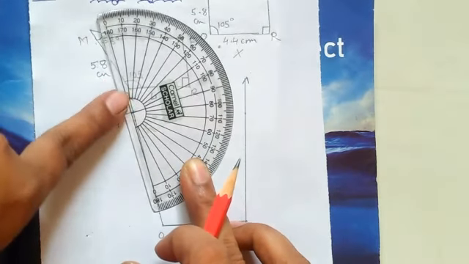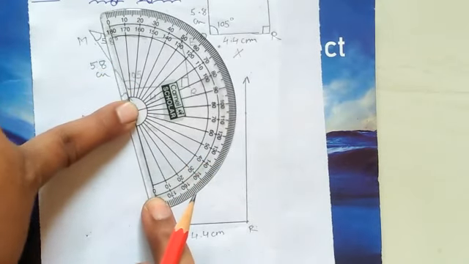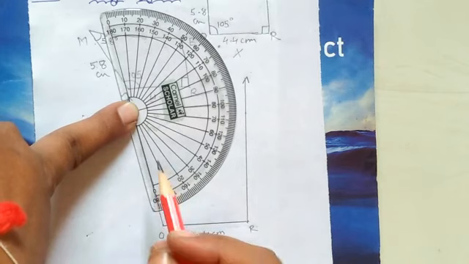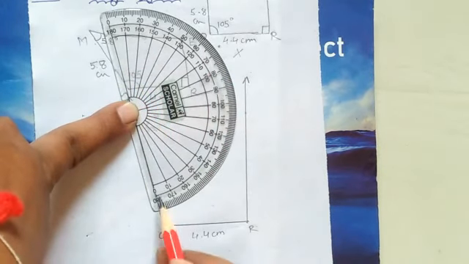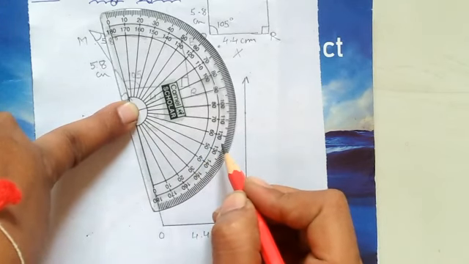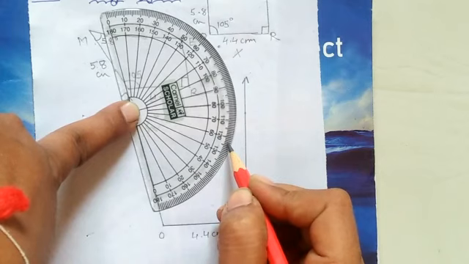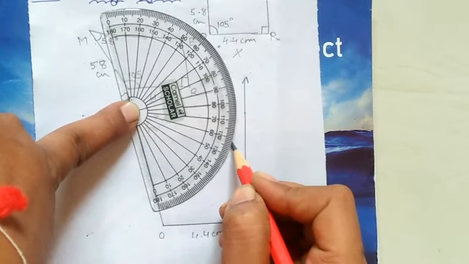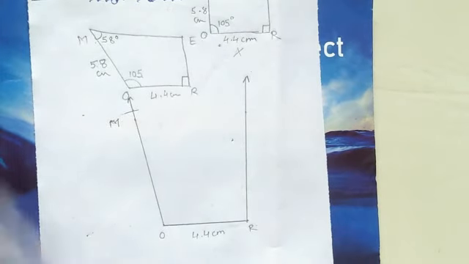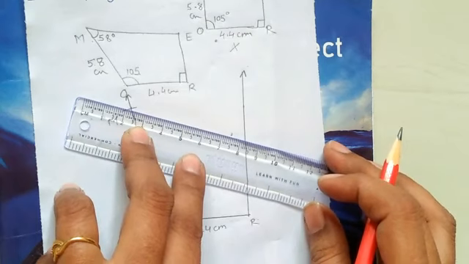Now from which side are you going to count? Yes, from the lower side, because the arm of the angle is on this side. So start counting. We have to draw an angle of 58 degrees. 0, 10, 20, 30, 40, 50. 50 plus 5, 55. We want 3 more lines: 56, 57, 58. So this one will be the point. Darken it and join that point with our point M.